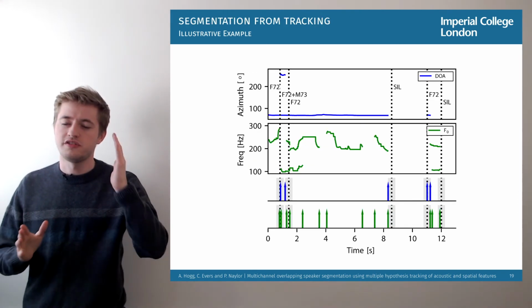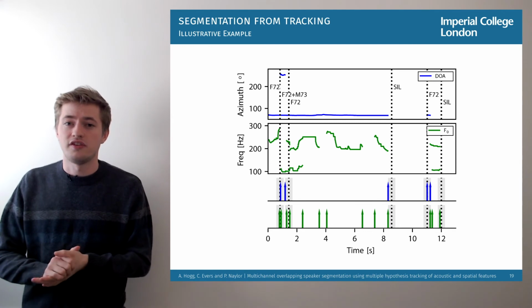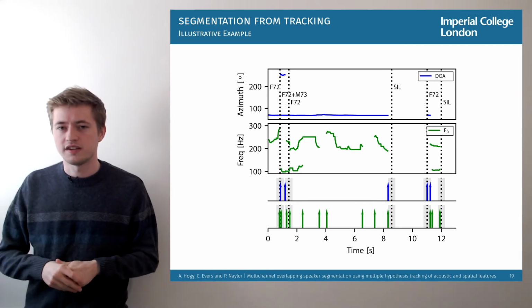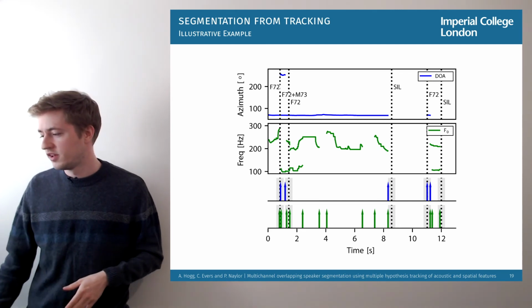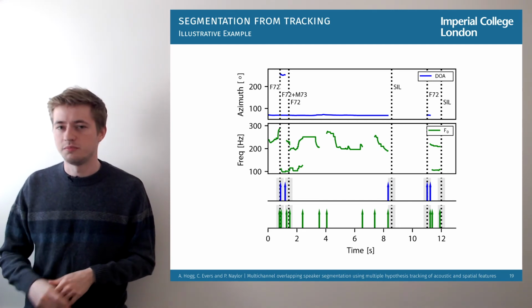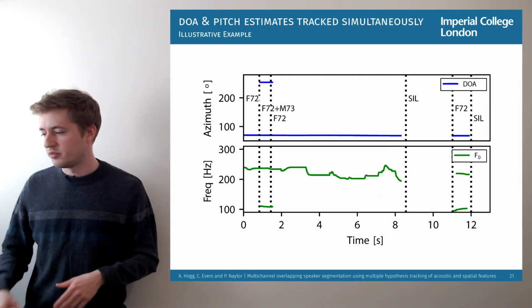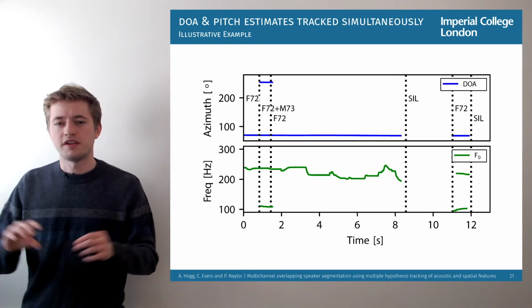So if we just took the start and the end of each track as a sort of start and end of each speaker, this is the result we would get. And as you can see, we got lots of false alarms, and the DOA actually is missing a particular change. So why don't we try and track them simultaneously? And as you can see, that massively improves things.